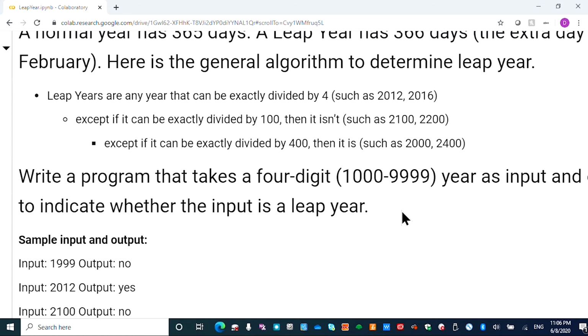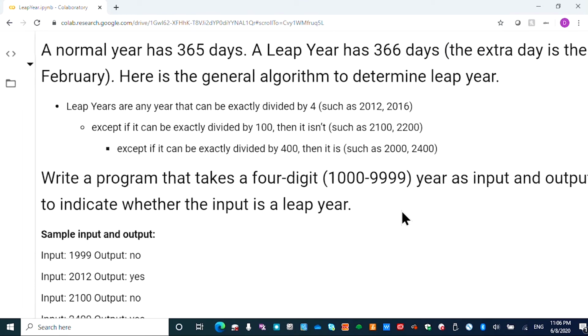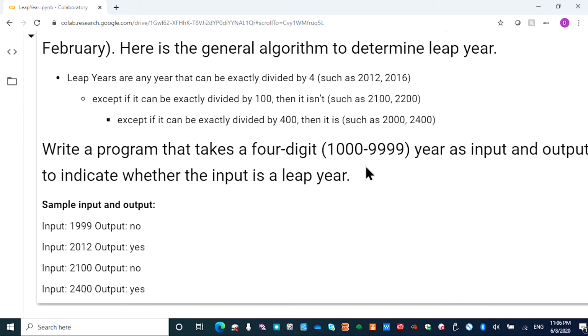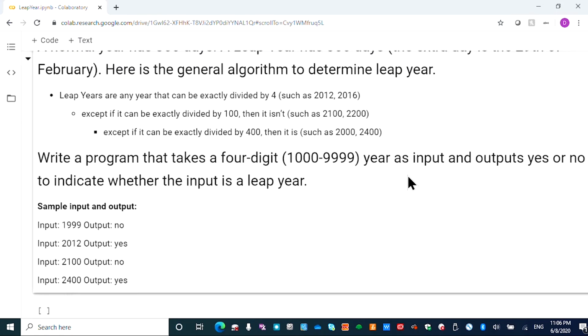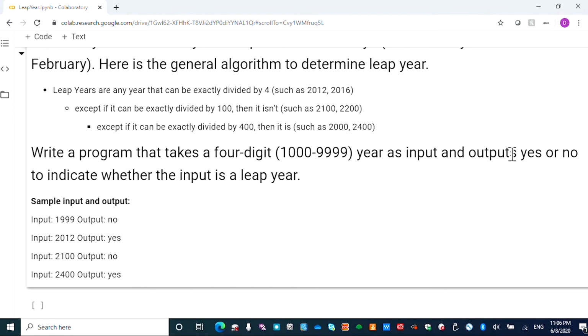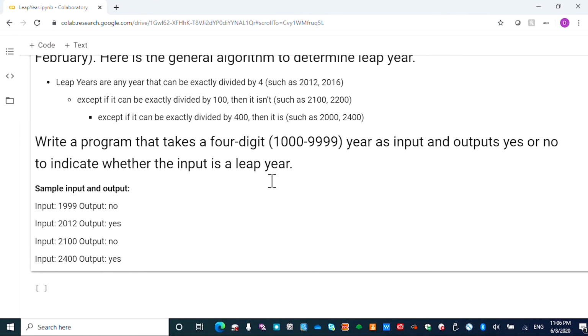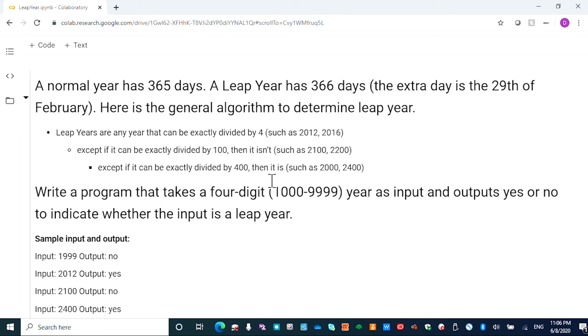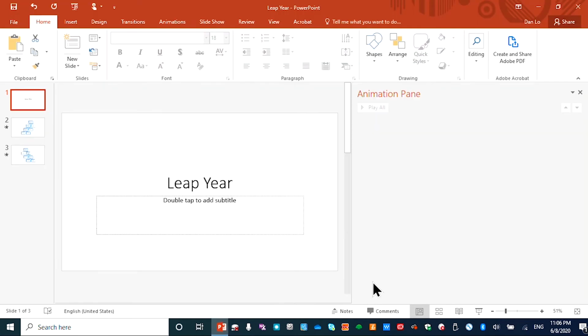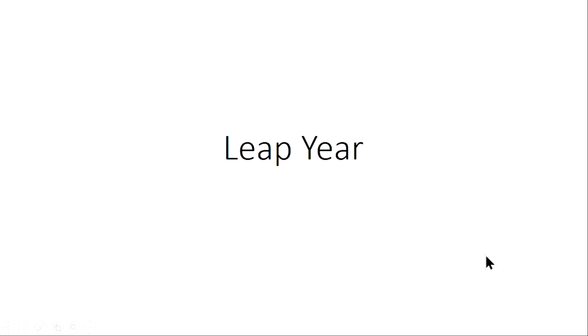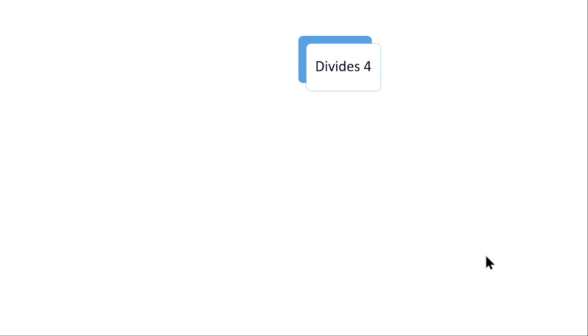So we're going to write a program that takes a 4-digit year, from 1000 to 9999, as input, and outputs yes if it is a leap year or no if it's not a leap year. To solve this problem, first we need to find out the conditions of the leap years. And the best way to do that is using a decision tree. So here's the decision tree.